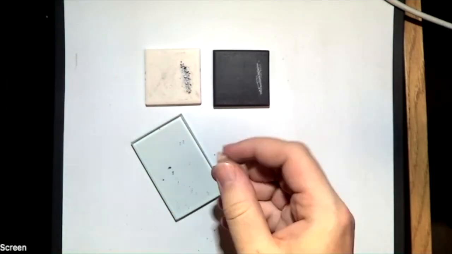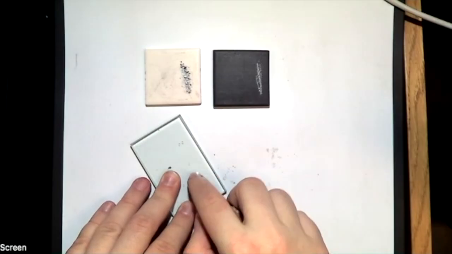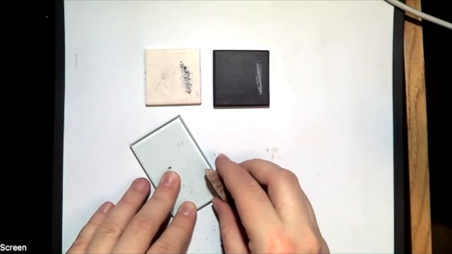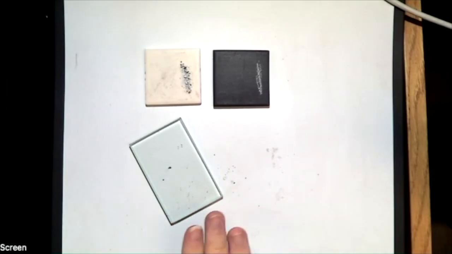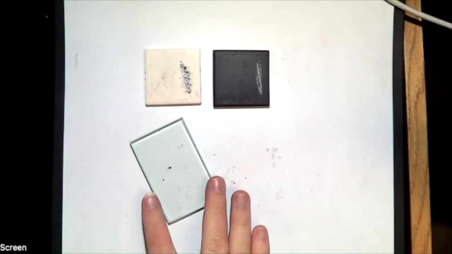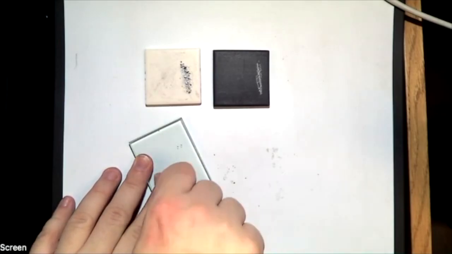If I have something harder than the glass, I can start putting some pressure in and I can actually see some light scratches because these are quite similar in hardness to one another. So that's how you use a glass plate. It should always be placed firmly against a flat surface. You should hold it in place and then apply your force.